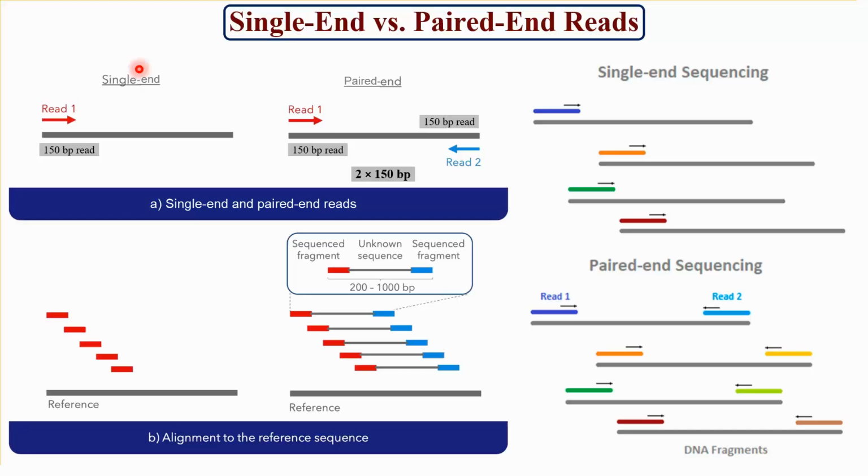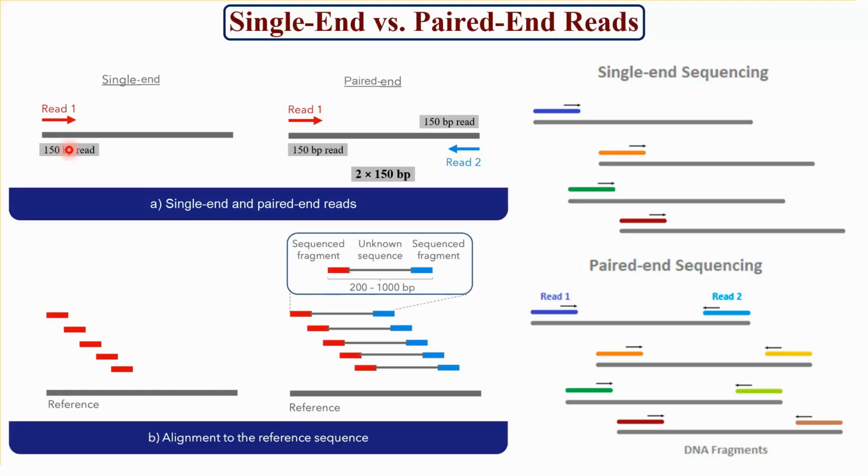In single-end sequencing, each DNA fragment is sequenced from only one end. This is shown by this single red arrow here. So for each DNA fragment, we get just one read, that is one read per fragment. For example, a 150 base pair read as shown here. This is simple and efficient, but it gives us limited information.